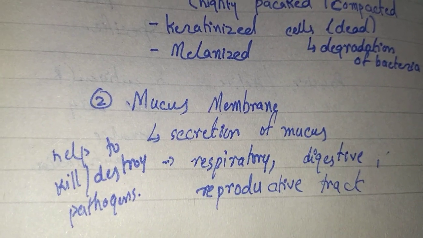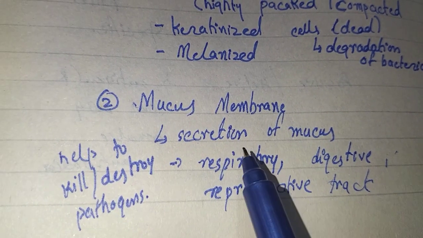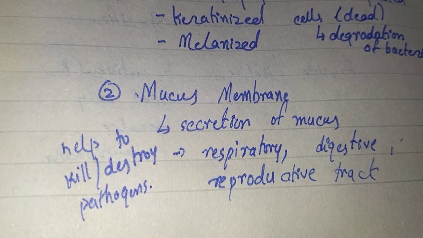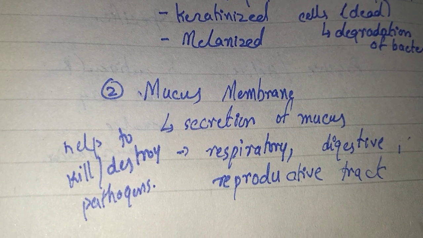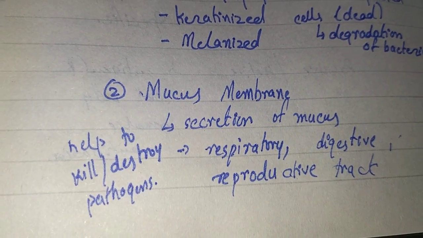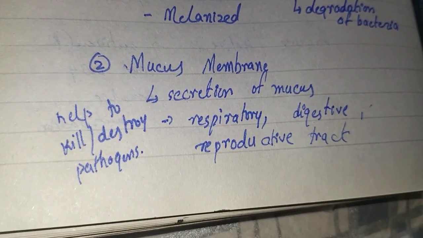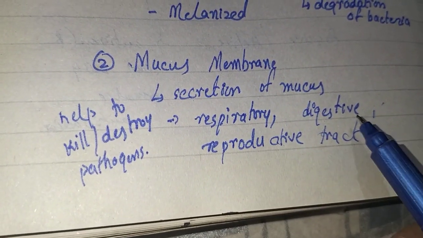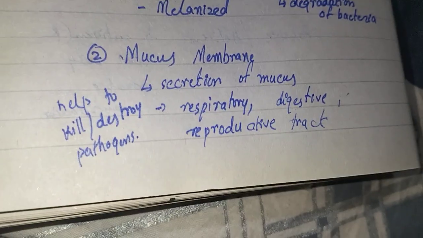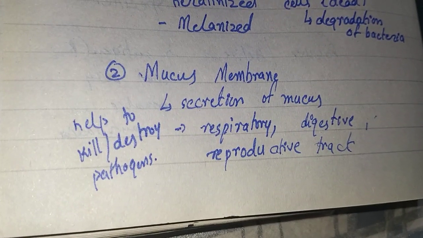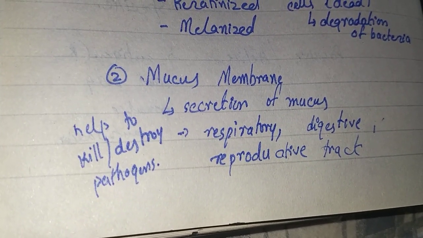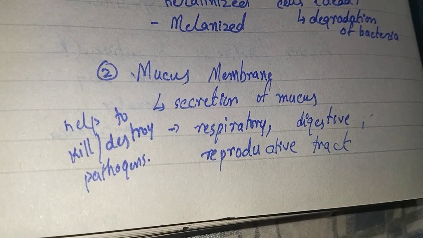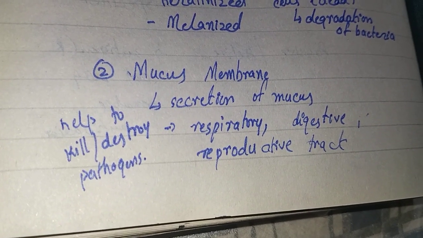To repeat: the mucous membrane secretes mucus in the respiratory tract, digestive tract, and reproductive tract. Why is this mucus secreted? Mucus helps to kill and destroy the pathogens in these tracts.